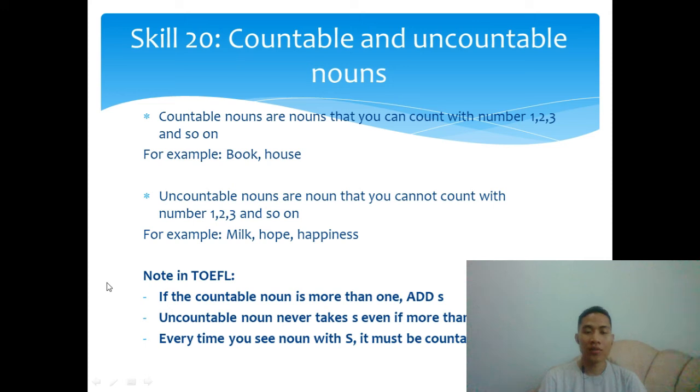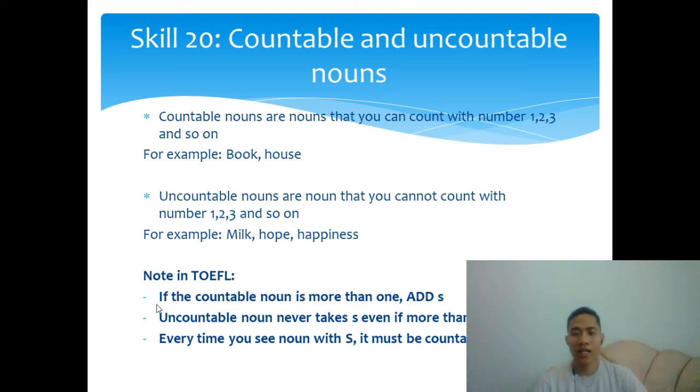Alright, now there are some things that you need to remember in TOEFL. The first one is, if the countable noun is more than one, maybe 2, 3 and so on, you need to add s after the word. For example, one book, if there are two, you will say two books, three books. Don't forget the s.